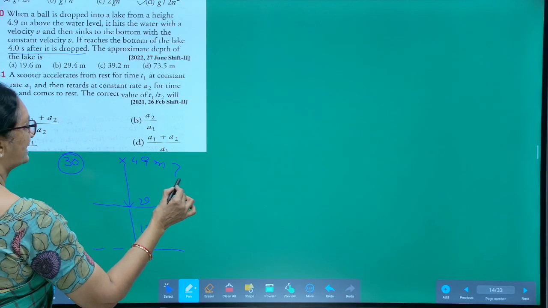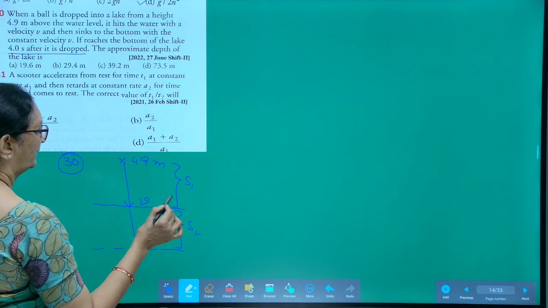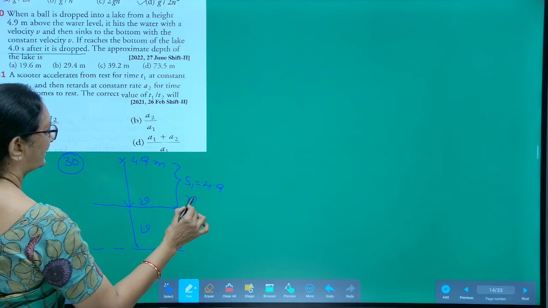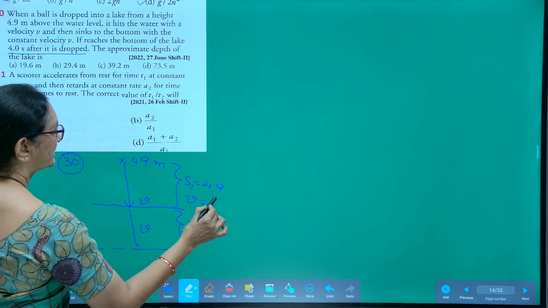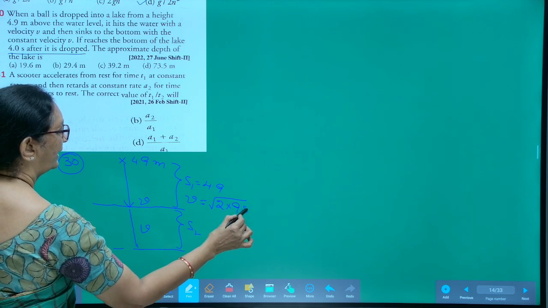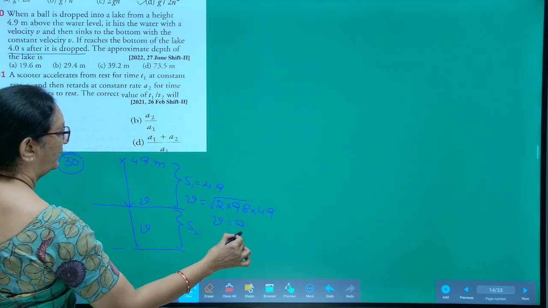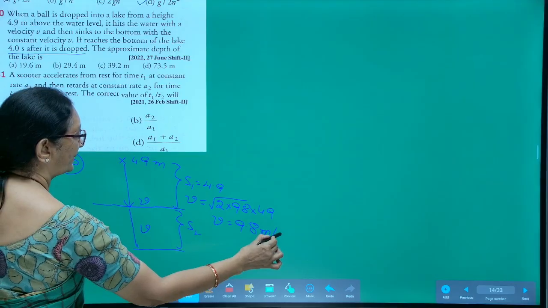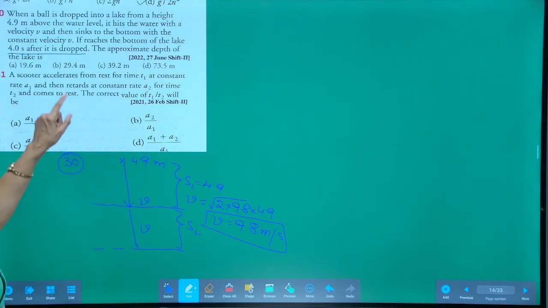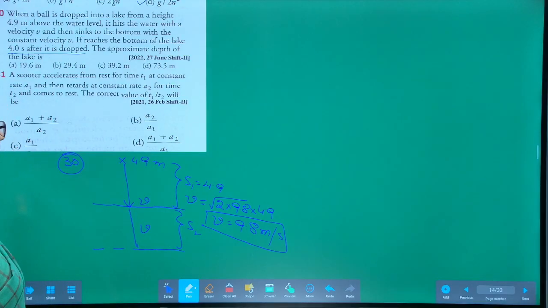So here let us take this distance as S1 and this distance as S2. So S1 is equal to 4.9. What is the velocity? V is equal to square root of 2gh. So velocity is equal to 9.8 meter per second. The velocity with which that ball strikes the water surface is 9.8 meter per second.